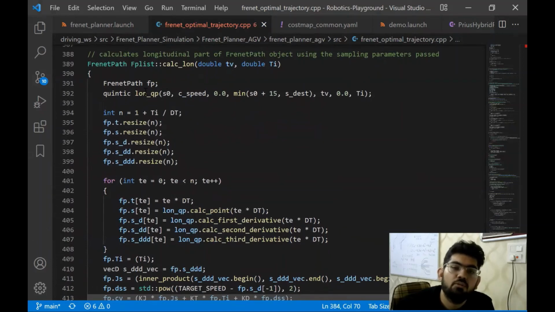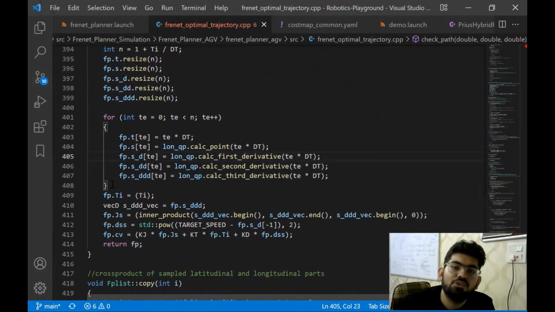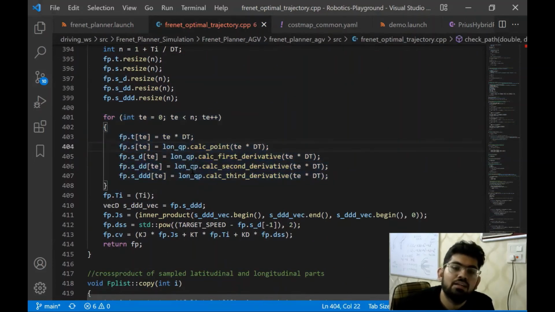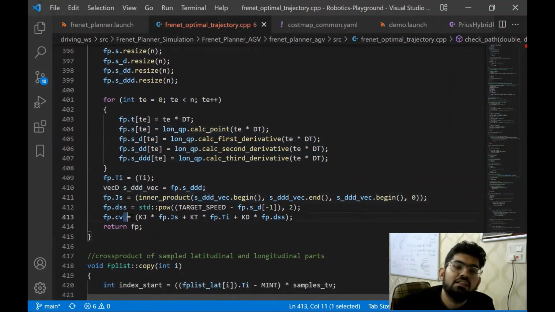Similarly, for the S polynomial, we generate the quintic polynomial, store its different related values in a discretized list-based format, calculate the jerk, and finally calculate the cost function related to that, which is the jerk term plus the time term, and the difference in S.